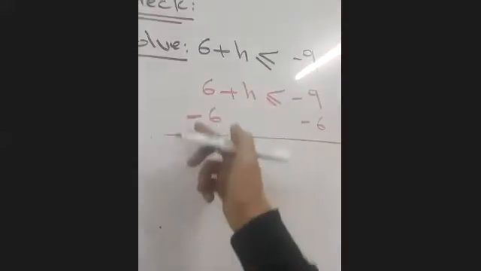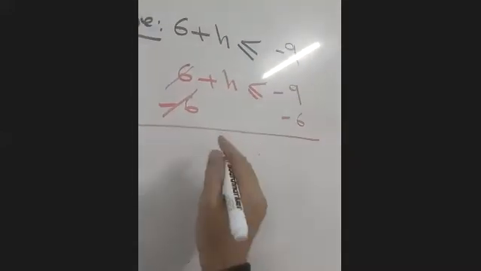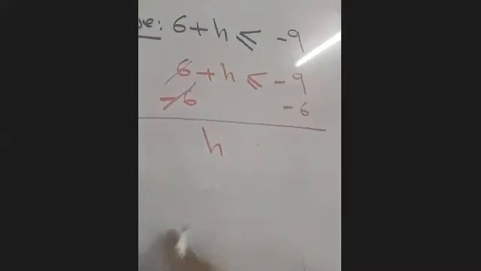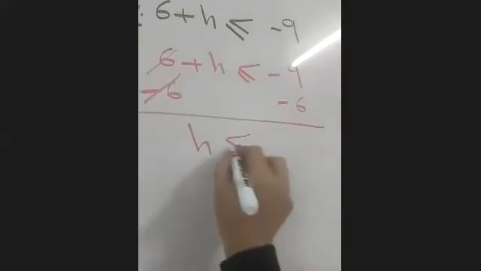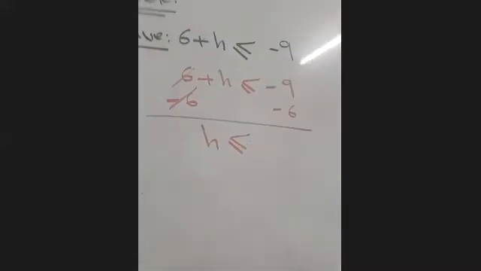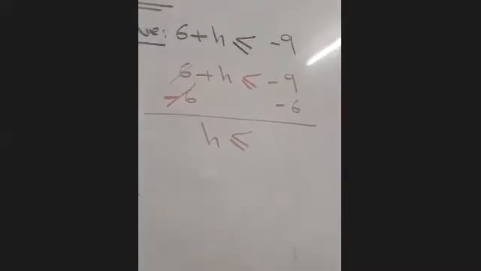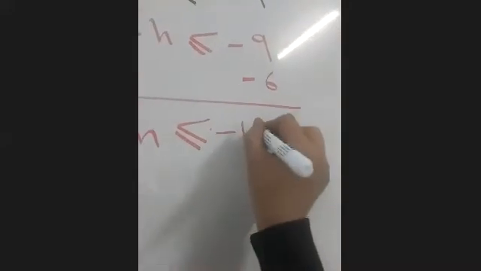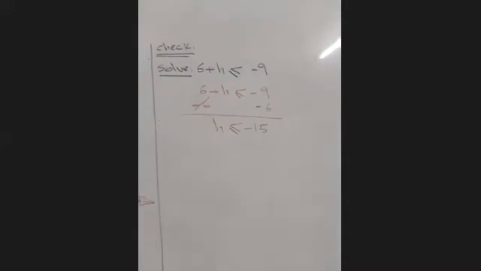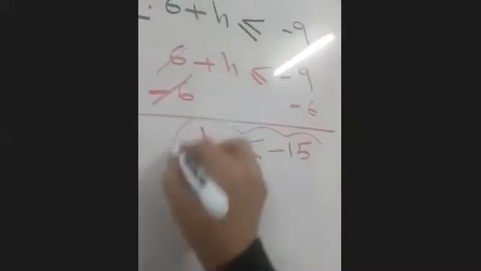Now, 6 minus 6 is 0. And still here h, right? And this comes down, less than or equal. Now, minus 9, minus 6, how much? Negative 15. Excellent. h less than or equal negative 15. This is the solution.